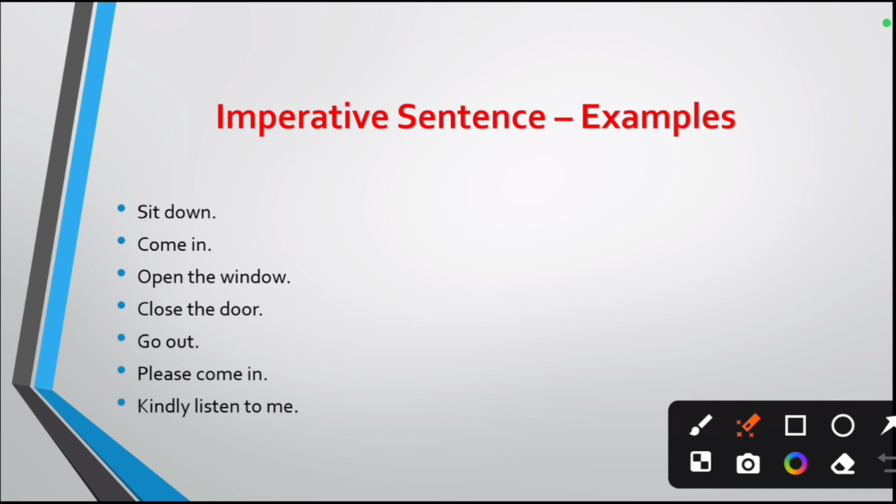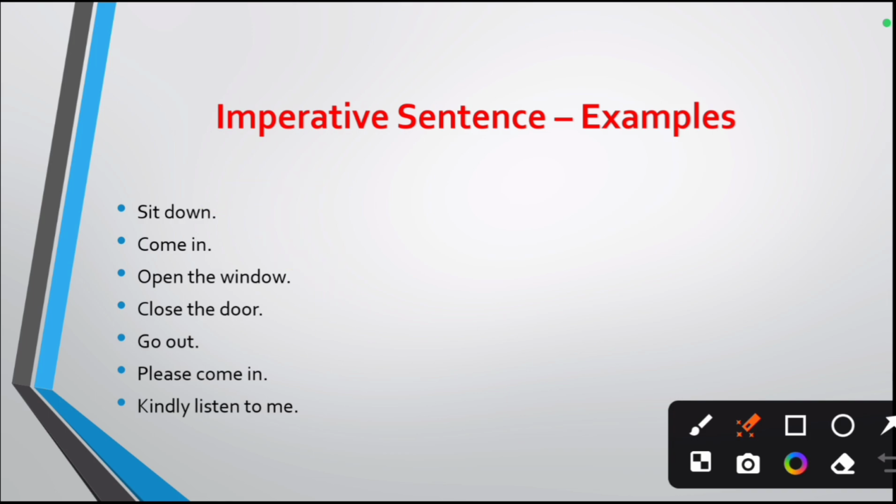See here, observe the first 5 sentences. Here "you" is missing. "You sit down. You come in." So it is understood. If you see a verb at the beginning of a sentence, see, sit, a verb. Come, a verb. Open, a verb. Close, a verb. Go, a verb. These are what? Commands. All these are commands.